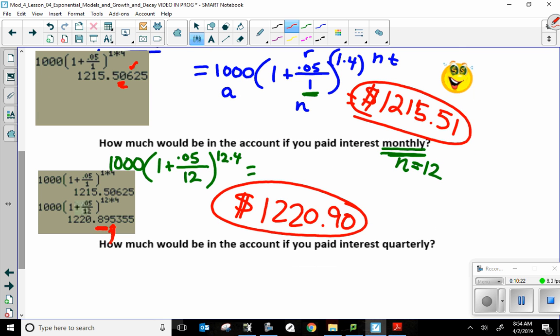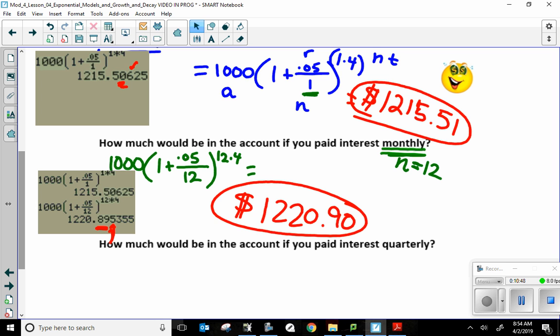It's only $5 because it's a small amount. If you had 100,000 in there, it might be more. If you had 1,000,000 in there, that small amount becomes bigger. Why does that happen? Why am I getting more? Because I'm getting that 5%, not just once a year, but 12 times a year. So it makes sense that I should get more money because my interest is being paid to me more frequently.